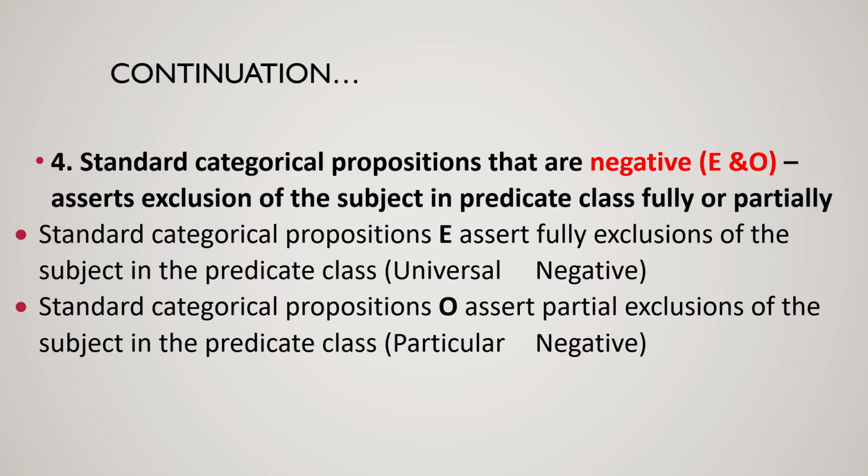So standard categorical proposition E asserts full exclusion of the subject from the predicate class. That is why it is referred to as universal negative. For example, when you say no bats are birds. Standard categorical proposition O asserts partial exclusion of the subject from the predicate class. For example, when you say some runners are not hardworking, that is particular negative. A particular number of some are not in the predicate class.